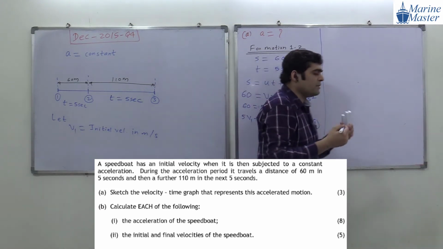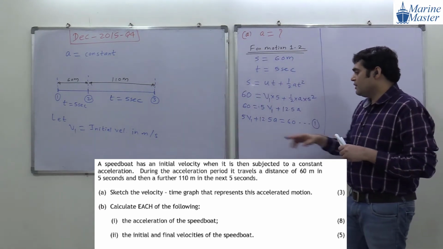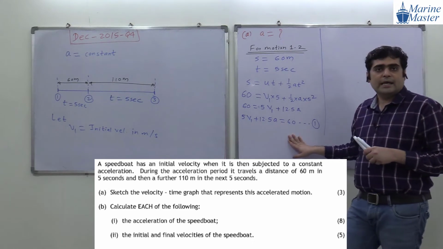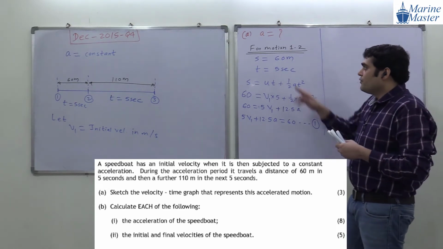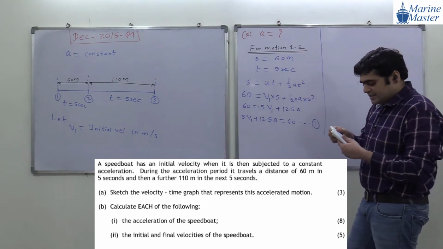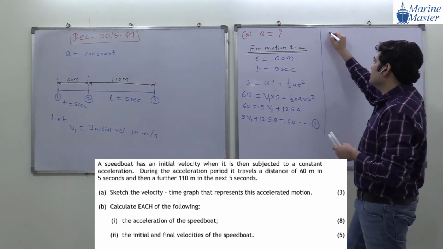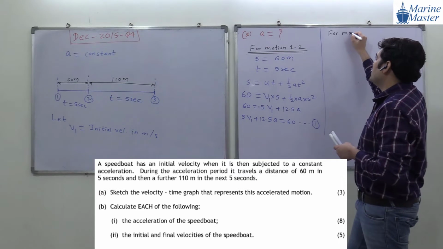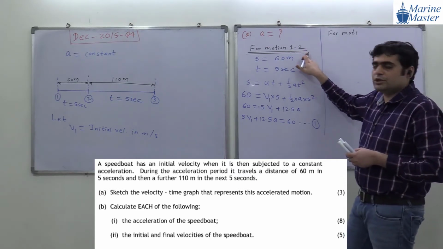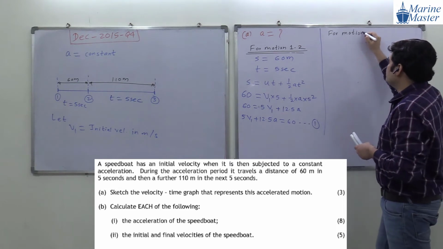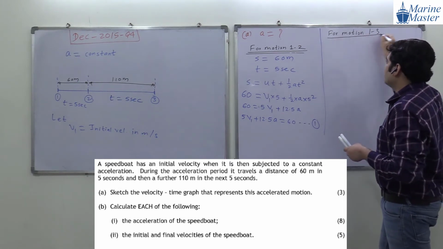From where did we get equation 1? We got equation 1 in terms of v1 and A. Everyone, try to see the scenario. Now the next point: similarly, we can consider motion 1, 2, 3. Here we considered motion 1, 2, 2. Now we are going to consider motion 1, 2, 3.